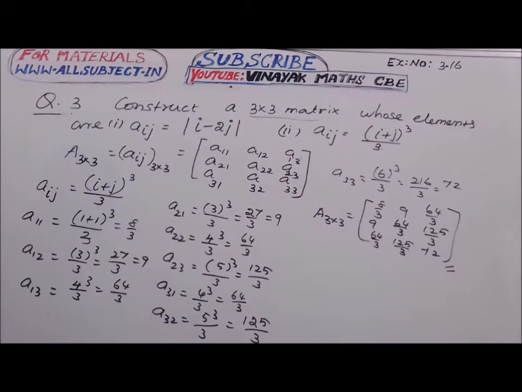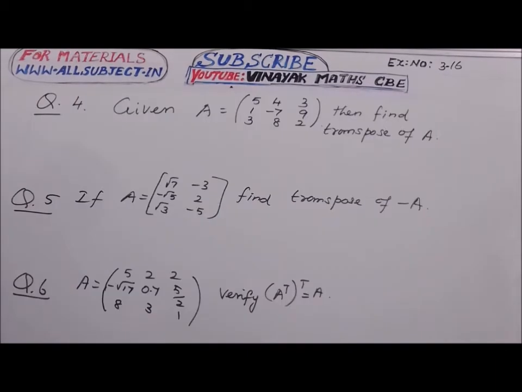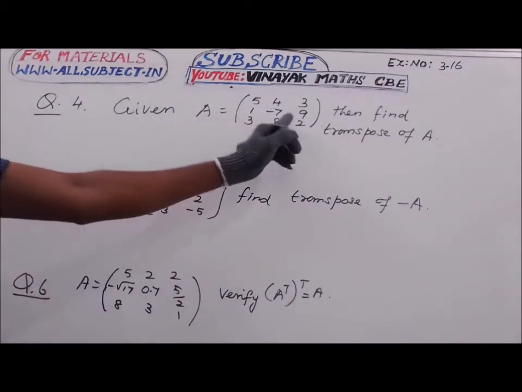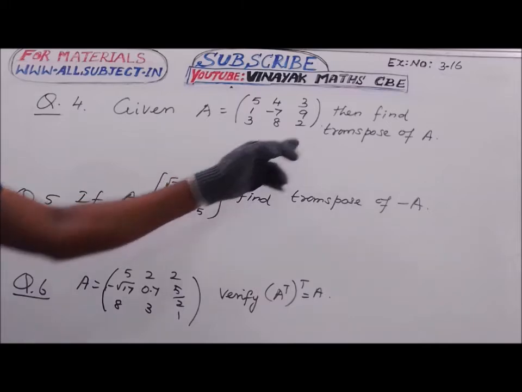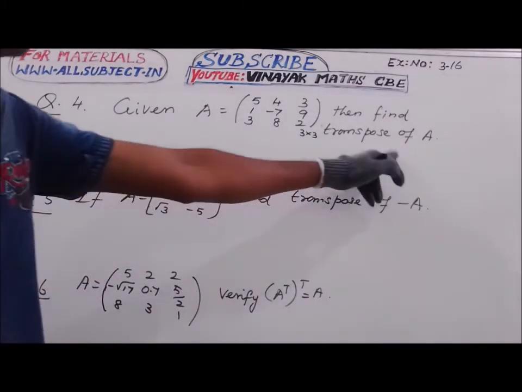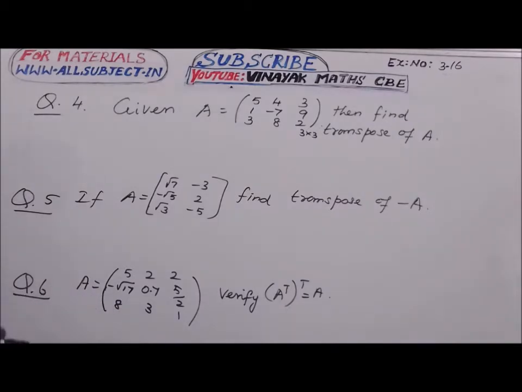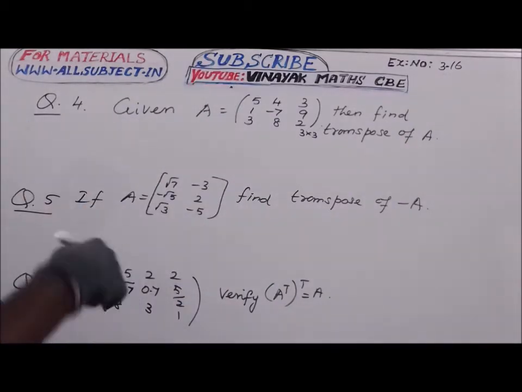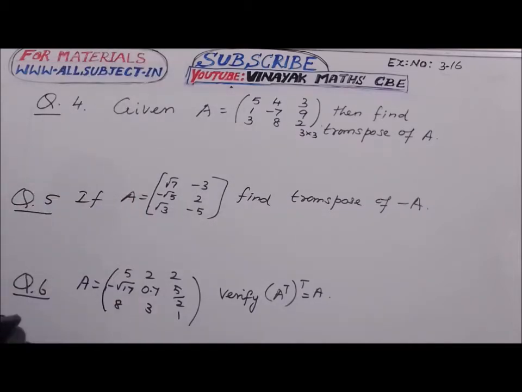Question number 4. Given matrix A is equal to 5, 4, 3; 1, minus 7, 9; 3, 8, 2. It is of order 3 by 3. Then find the transpose of A. To find the transpose, interchange all the rows into columns or all the columns into rows in the given matrix. You will get a transpose.